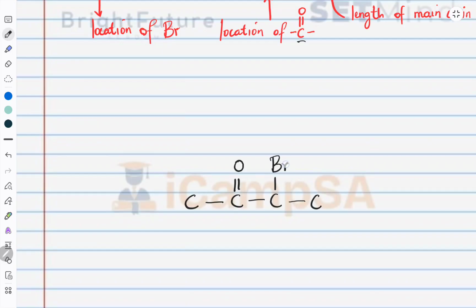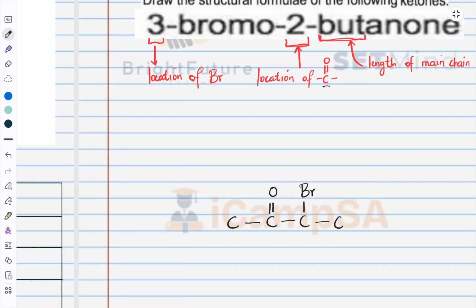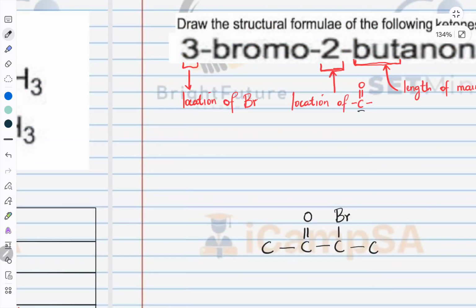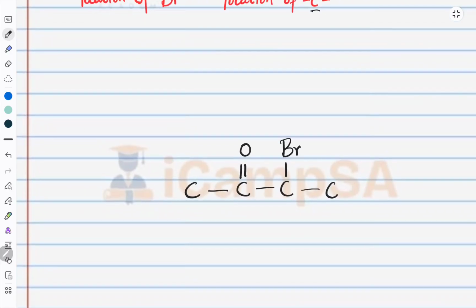Remember, the carbonyl takes priority, so you can't say Br first on number 3 and then the carbonyl on number 2. Of course, you will still get the correct answer in this case, but in other cases you wouldn't, because you would have prioritized another substituent instead of the main substituent, which is the carbonyl group. Okay, always prioritize the carbonyl group.